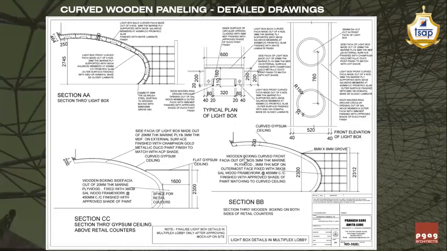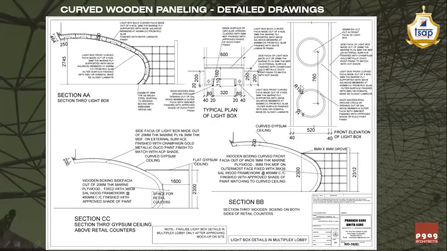Then the final finish of the MDF, as explained to you in the last presentation, wherever we give the Duco paint finish to any surface, we generally clad it with the MDF so that we get a better finish. Now, while writing the shade of the paint also, we are supposed to write the paint to be matched with the curve ceiling, so that the paint above in the gypsum ceiling will get matched with the curve ceiling.